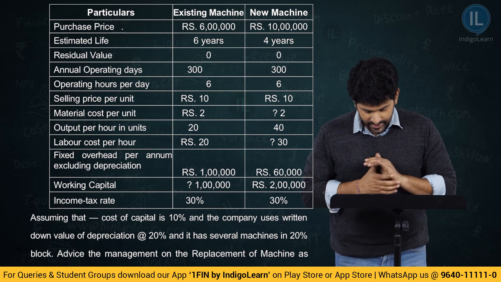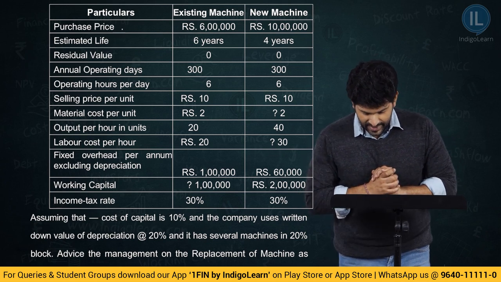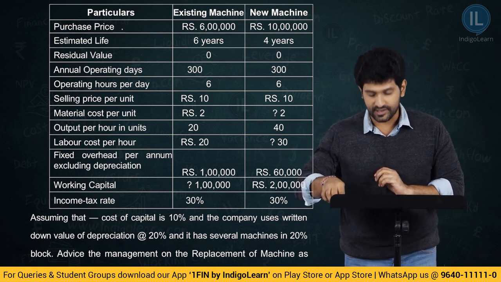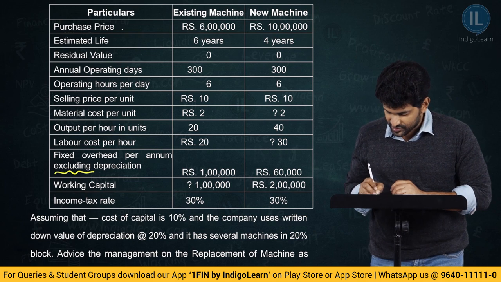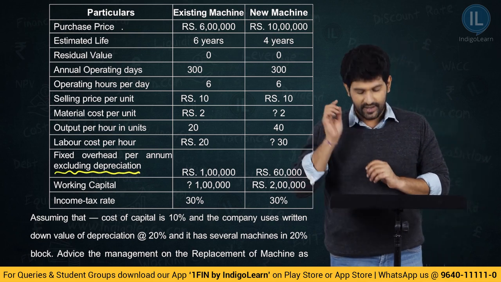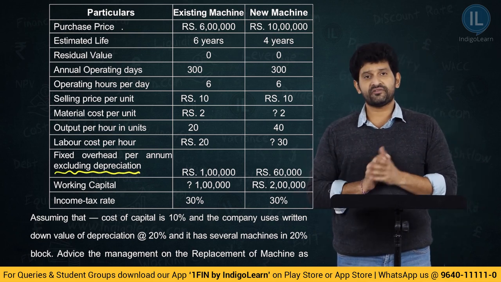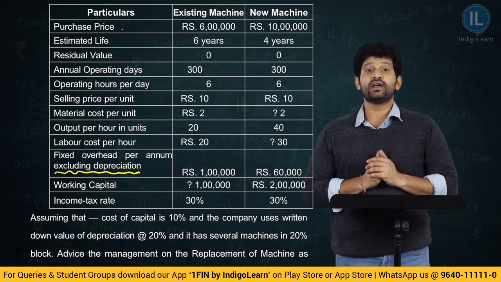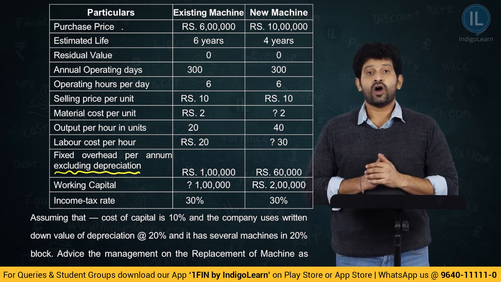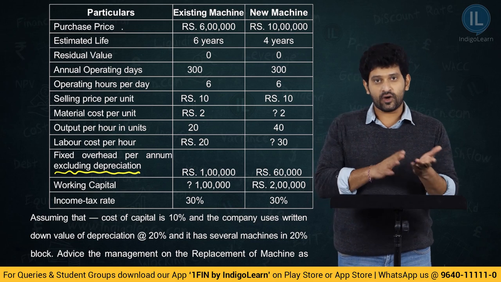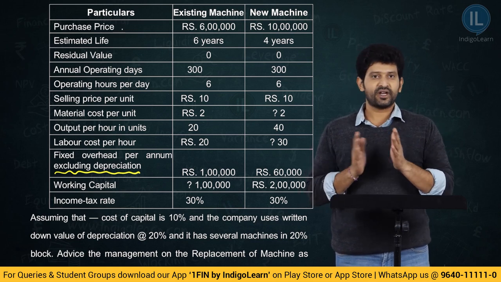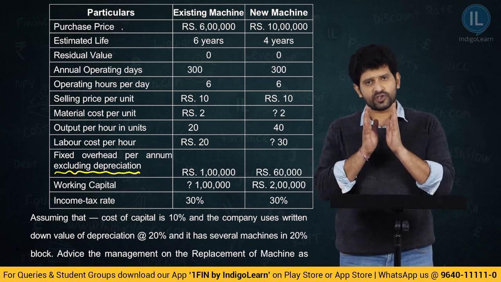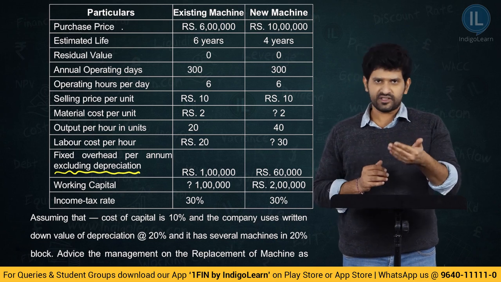Then, fixed overhead per annum excluding depreciation. Please underline this point, friends. Excluding depreciation. Why? Because if he has given including depreciation, then we have to see whether it is as per book value or as per the tax, as per the Companies Act or as per Income Tax Act, and correspondingly we have to work on. But here directly he says it is excluding depreciation. Wonderful. So we'll get the figure CFBDT.